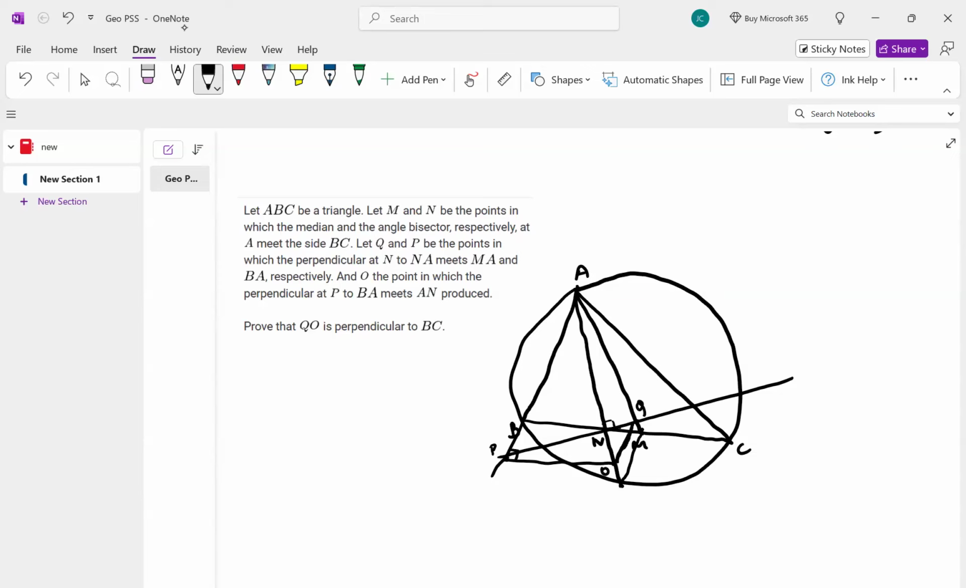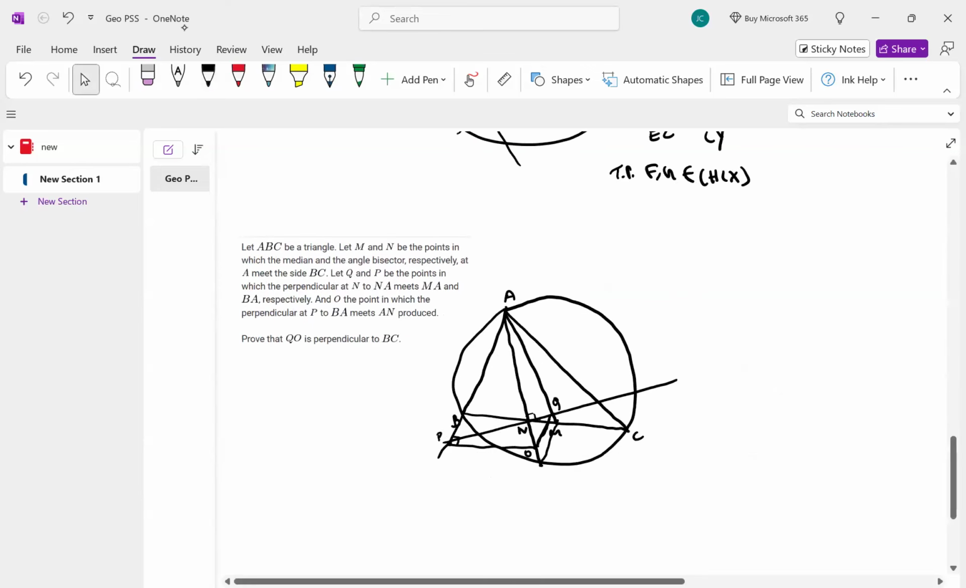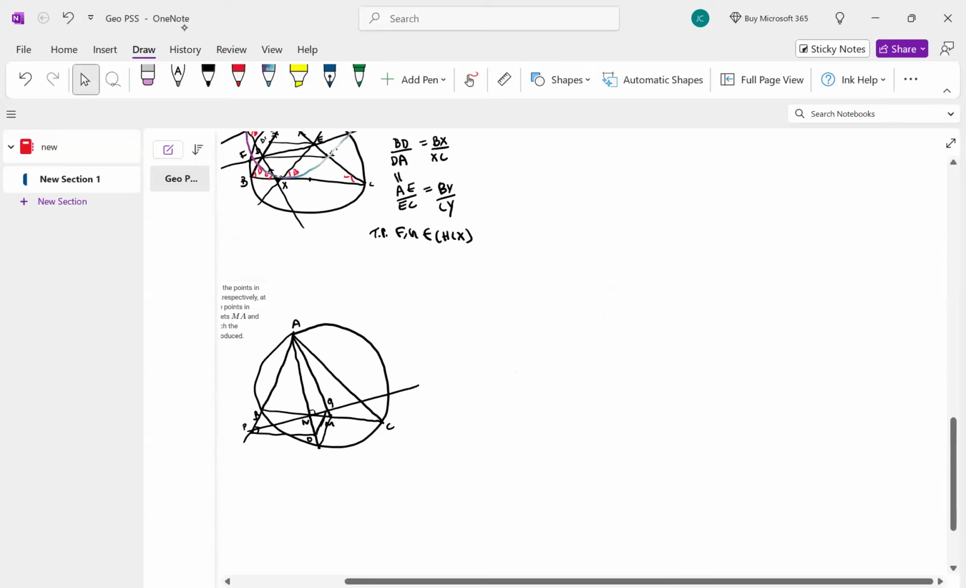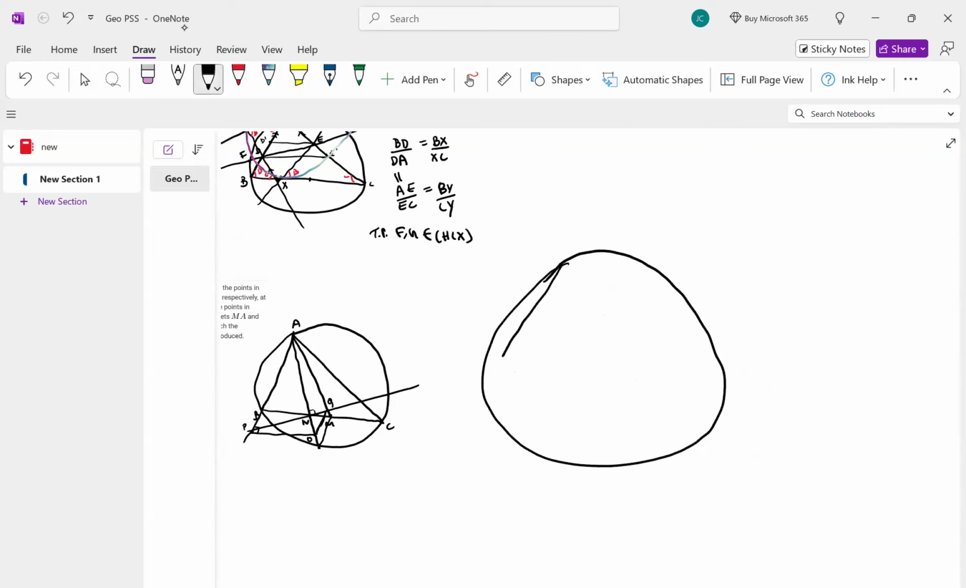Okay, what if they're just 360 degrees away? Yeah, exactly. That's why we're using directed angles to avoid that. If you want, I can show the proof again without using directed angles. Yes, that would be very nice. Okay, sure.